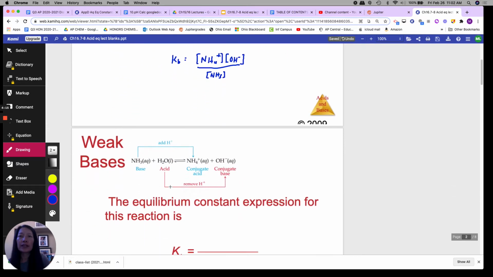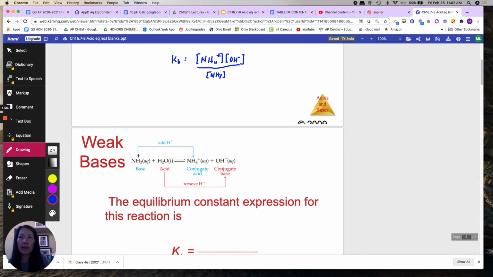So here is the same thing. This is for weak bases, NH3 with water, and so on. These two are conjugate pairs, NH3 and NH4 plus are conjugate pairs. Between these pairs, this is the conjugate acid because it has the extra H, and this is the base. Remember, conjugate pairs differ by one H. Okay, here again, these two. This water is the acid, and this is the conjugate base.